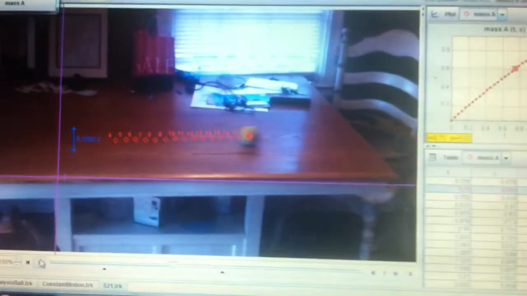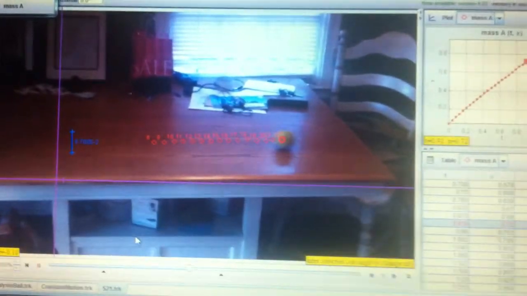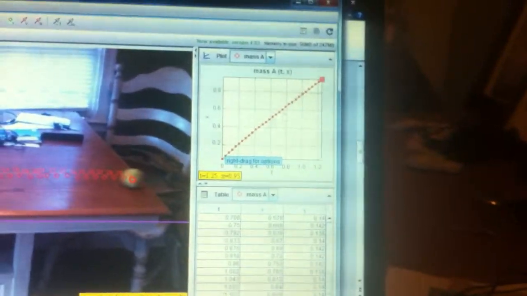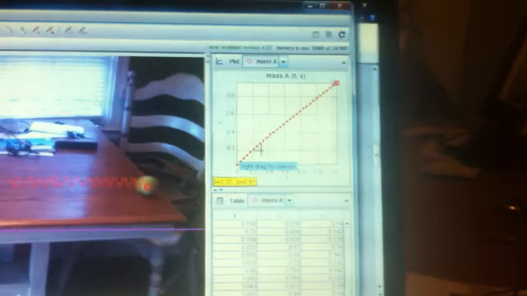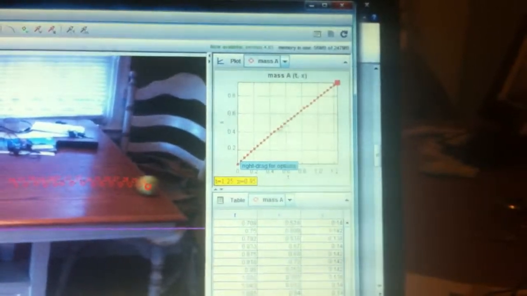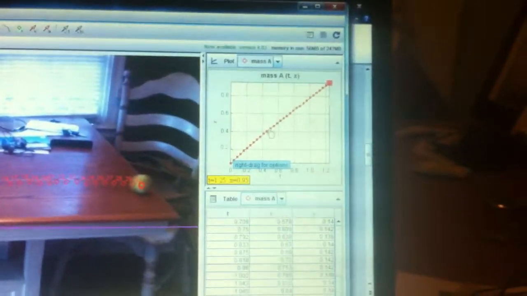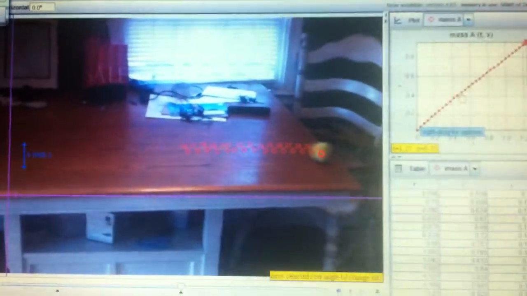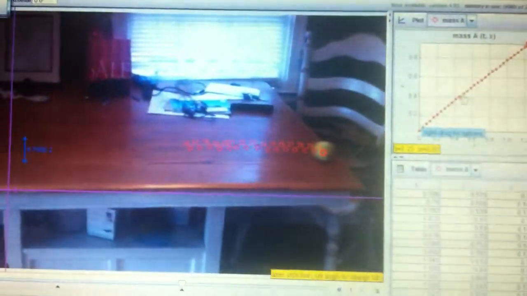Tracker also provides us with a video simulation and a graphical representation. This graphical representation, as you can see, is a linear line. This also implies constant motion and constant velocity. However, to be sure, I will use VPython to set up a computer simulation of the object in constant motion to compare with my video analysis.